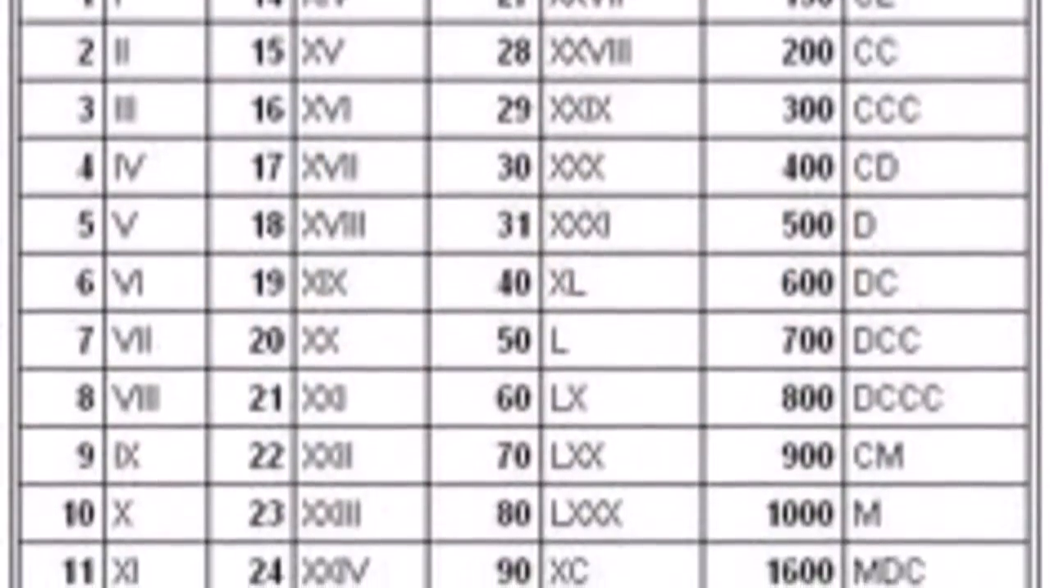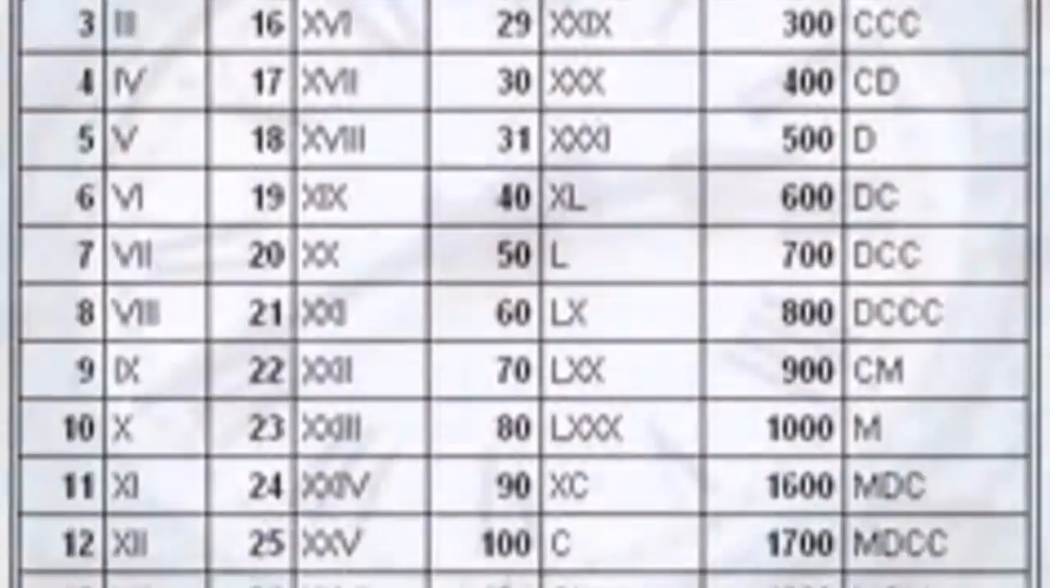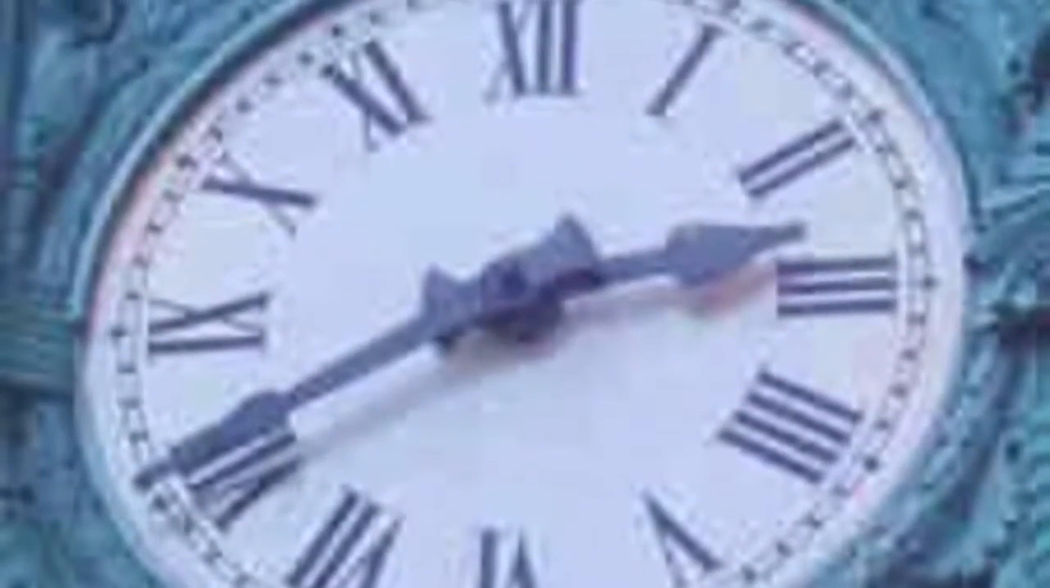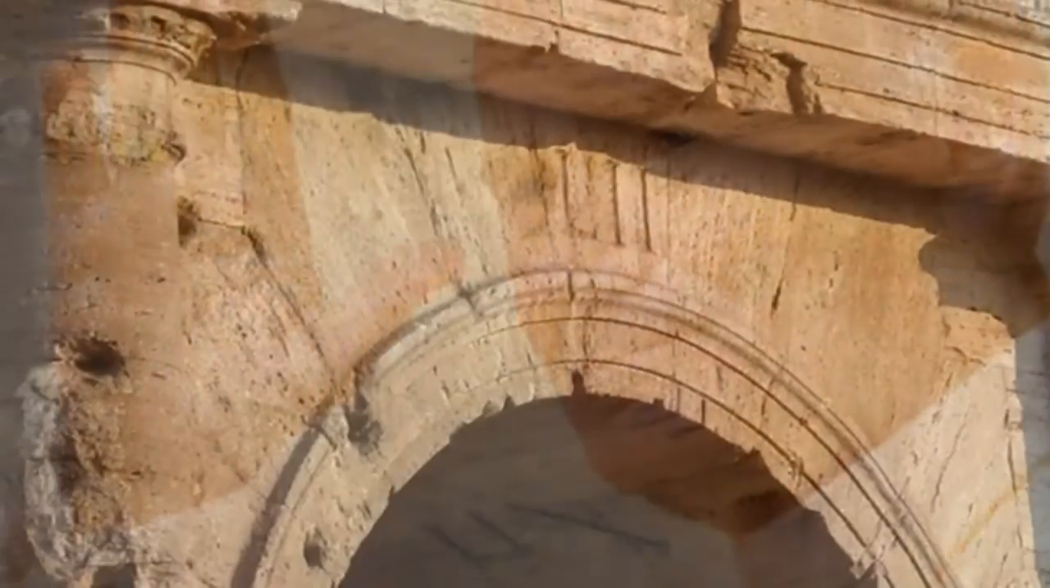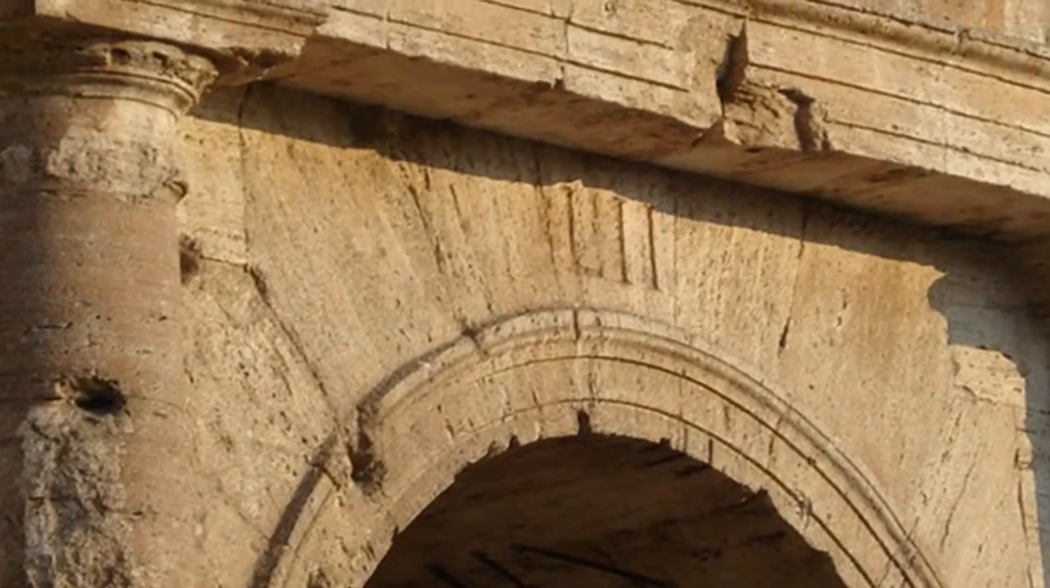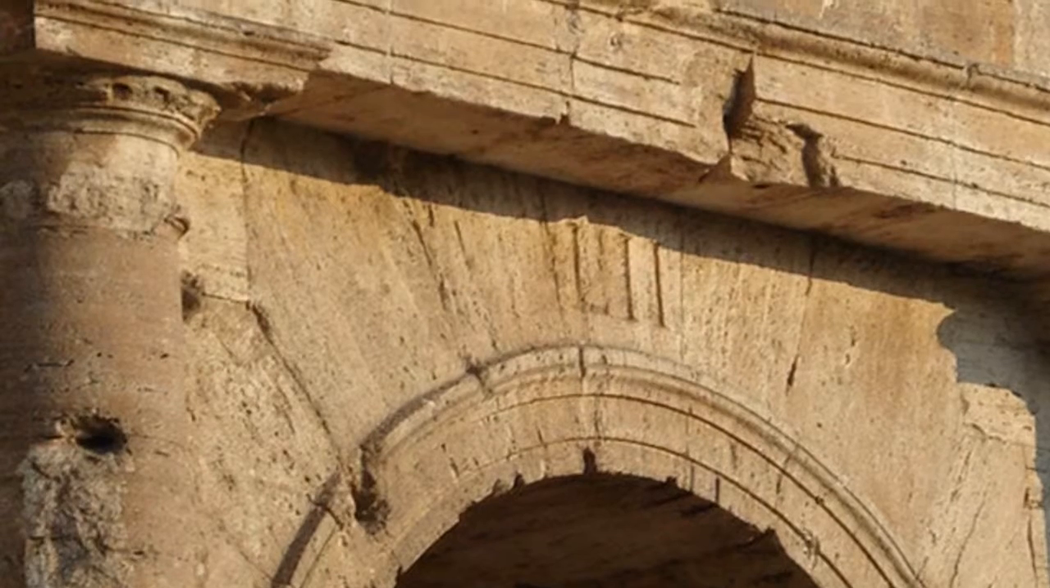Roman numerals is a numeric system of ancient Rome. Roman numerals can be found in watches or clocks. The Super Bowl is numbered using Roman numerals. Also, popes are numbered using Roman numerals, such as Pope John Paul II. Roman numerals can also be found in buildings like the Colosseum in Rome, Italy.